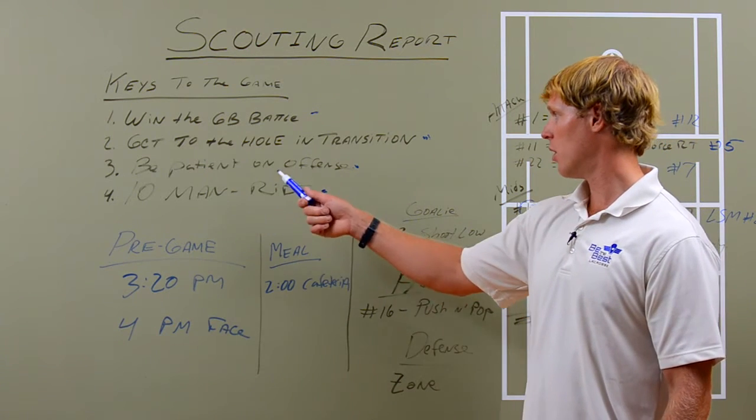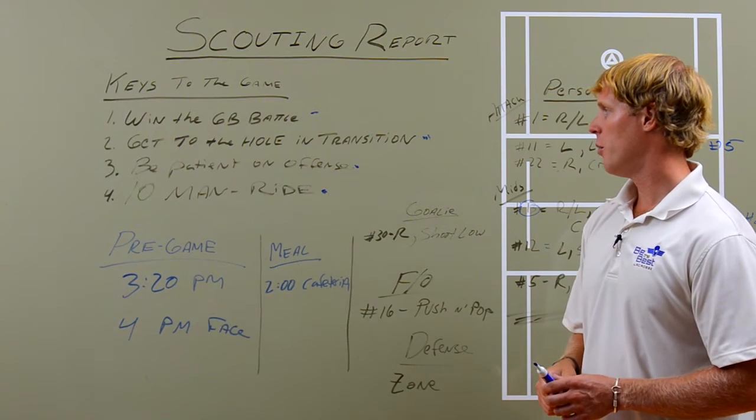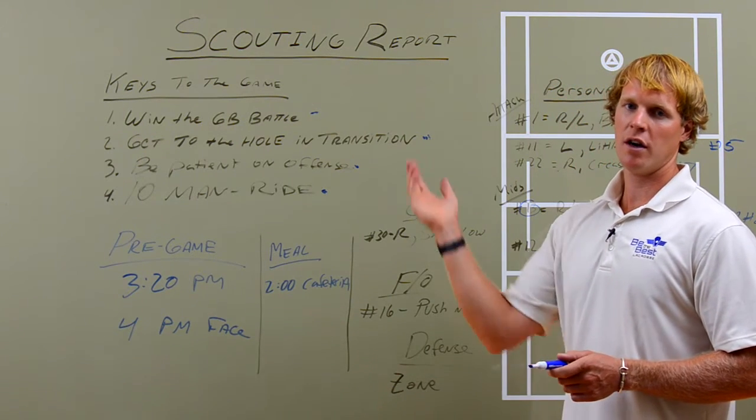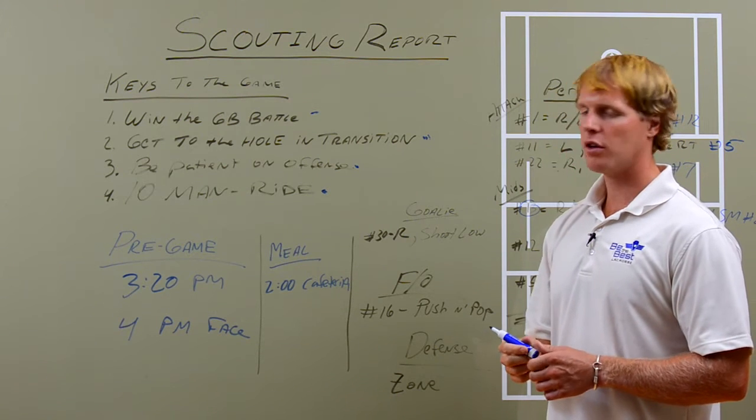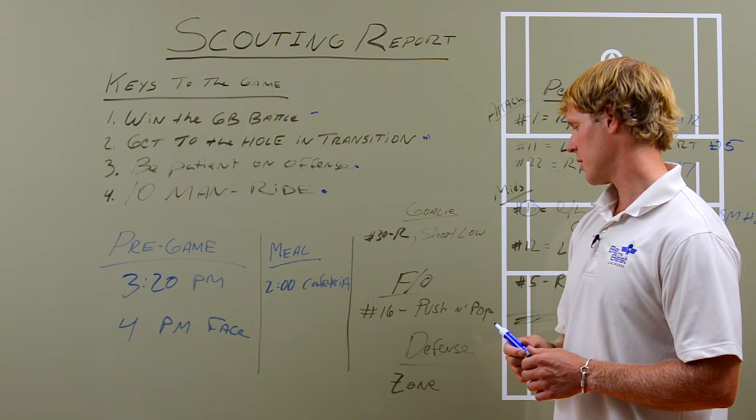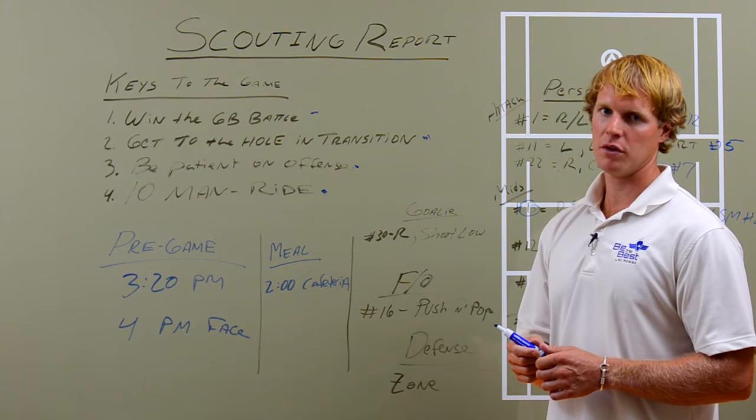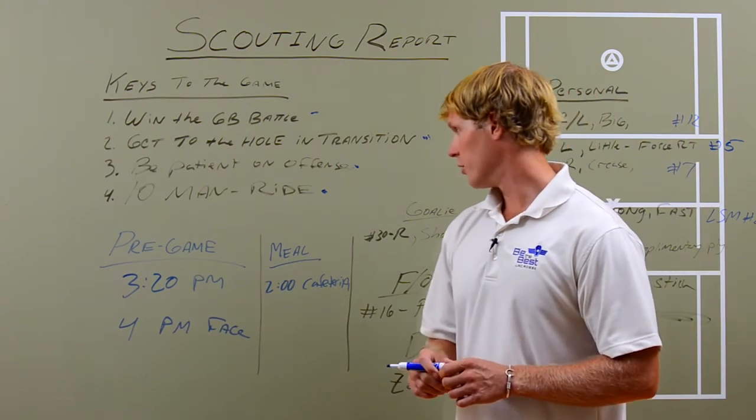So getting back to our third key point of the game, we need to be patient on offense, work the ball around, because if we don't, we're going to turn the ball over and it's just going to be too easy for them. So we need to make sure that we're patient on offense. So those are kind of the keys to the game.